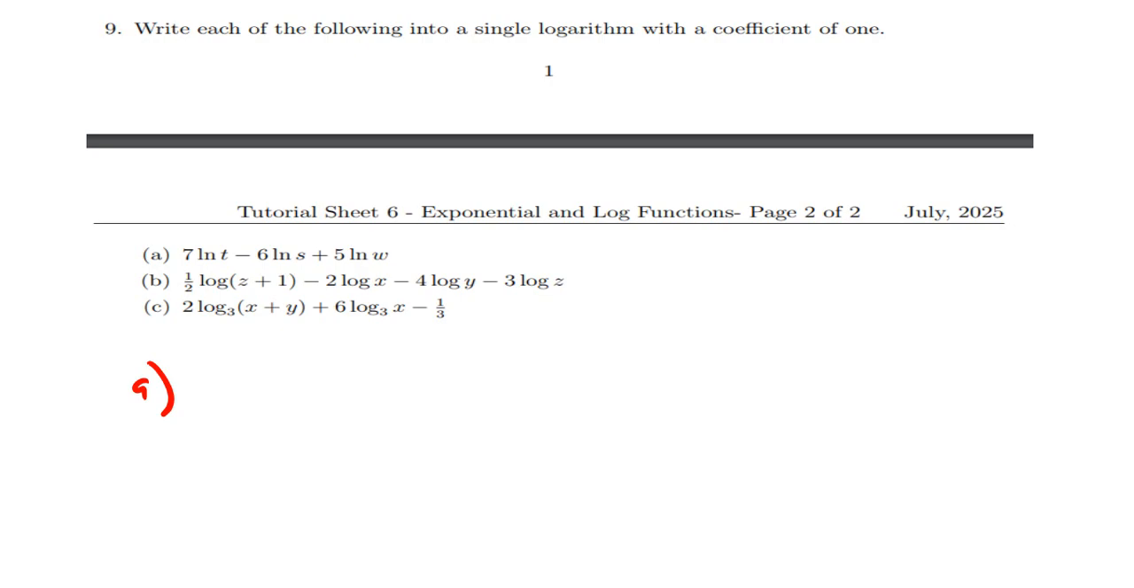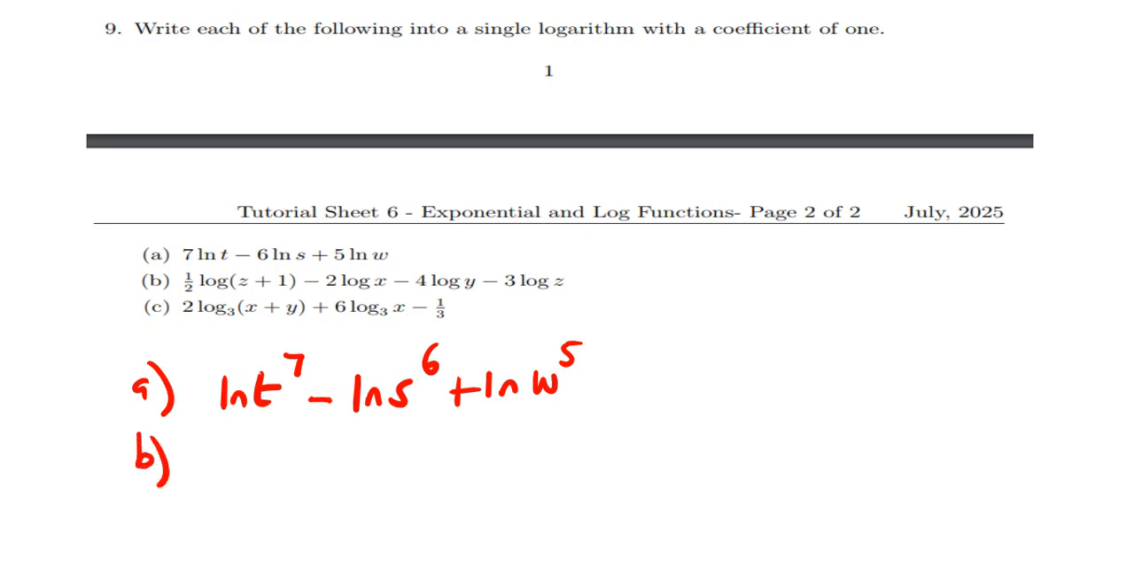So the first one, a, we're going to write natural log of t. Now the 7 has to go back to the way it was, so it's going to be t to the power 7, right? Then we've got minus natural log of s. Now the 6 is going to go back, plus natural log of w. The 5 is going to go back. You are done. The coefficients of this expression is 1 throughout.